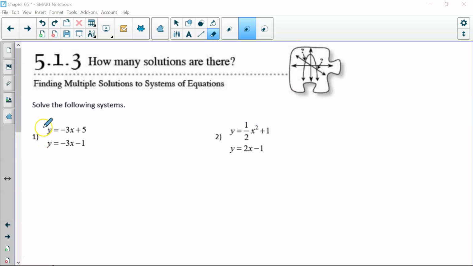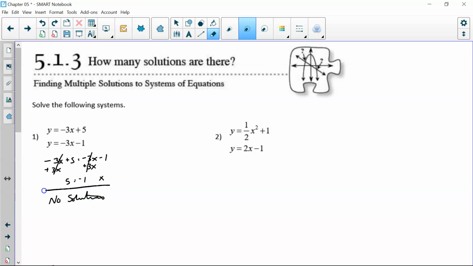Now, looking at problem number one, they're both equal to y. So if they're both equal to the same thing, we can set them equal to each other using substitution. So what we have, negative 3x plus 5 equals negative 3x minus 1. So what we would do is if we add 3x to both sides, now the variables cancel. We're left with 5 equals negative 1. 5 never equals negative 1. What we get is that false statement, something that's not true. So what we have here is a system with no solutions.